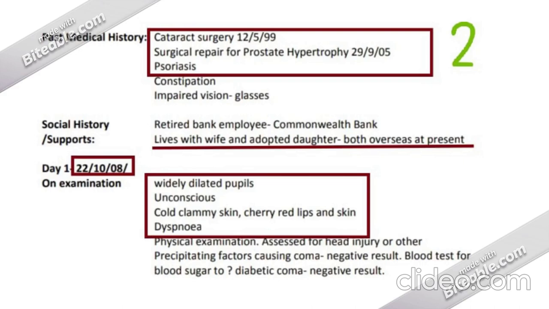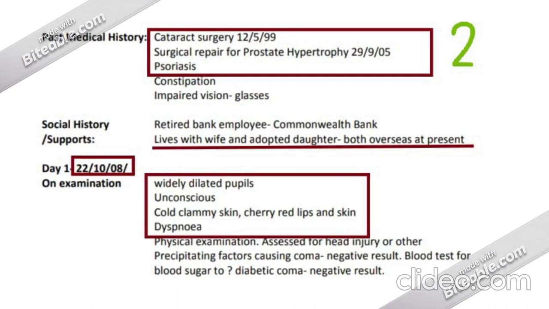Then we can see the presentation of the patient in the hospital. Day 1, 22/10/2008. On examination: widely dilated pupils, unconscious, cold clammy skin, cherry red lips, and dyspnea. Physical examination assessed for head injury or other precipitating factors causing coma: negative result. Blood test for blood sugar to rule out diabetic coma: negative result.